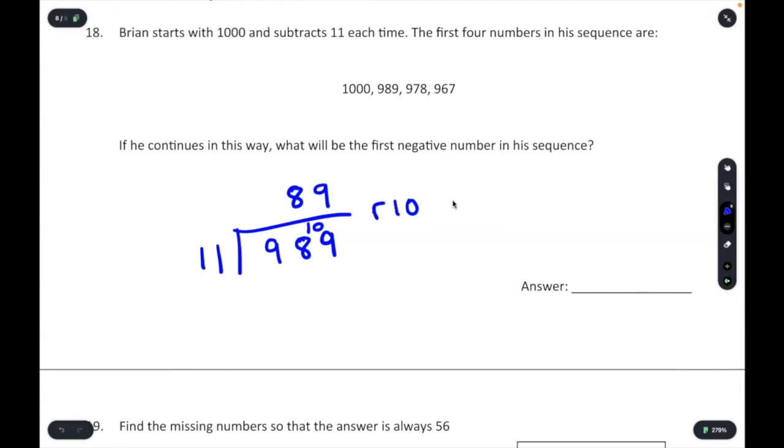So if the last positive number that we have, if we keep taking away 11, is 10, well, if we start with 10 and then we take away another 11 to cross that line and go into the negative numbers, that equals -1. So -1 will therefore be the first negative number in the sequence.